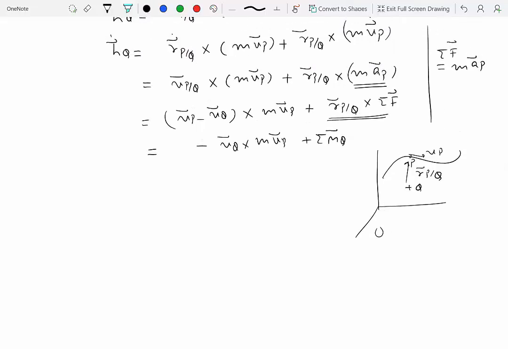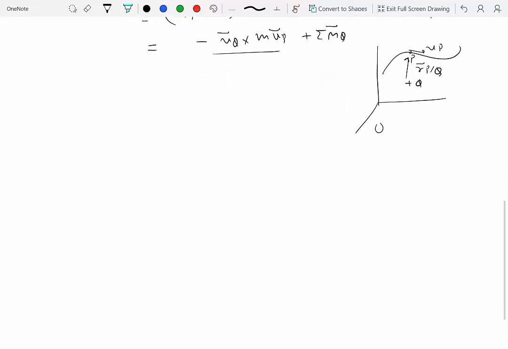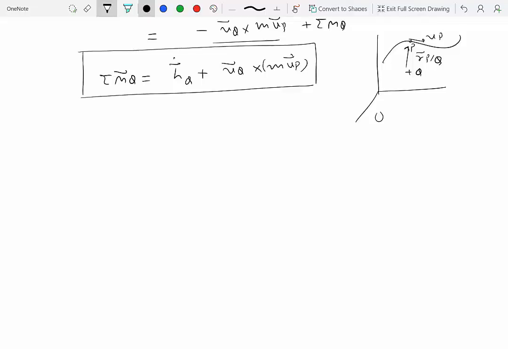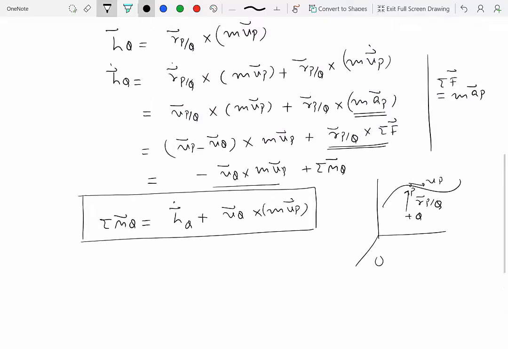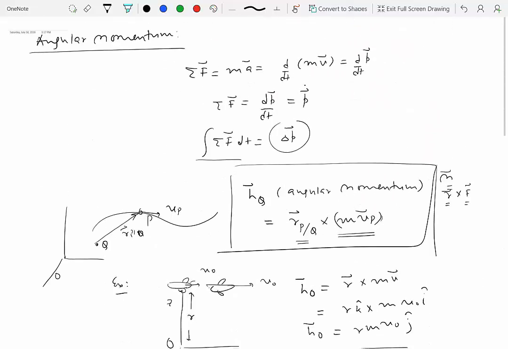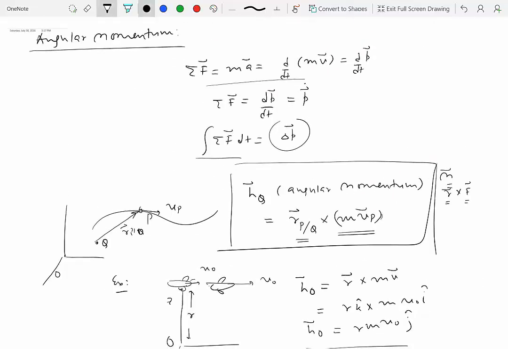So I'm going to take this negative quantity to the left hand side and write it like this. I'll write sigma mq first, and this is equal to h dot q plus vq cross mvp. Okay, so that's the relationship we have now for the rate of change of angular momentum. And this is fairly similar to what we had before when we related the rate of change of linear momentum with the sum of the external forces, which was right over here.